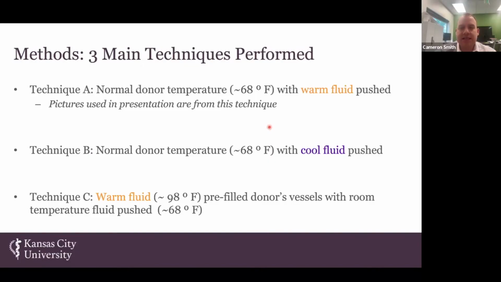And then technique C, for translational purposes, we pre-filled the arteries with warm fluid and pushed room temperature fluid through. This was to simulate how we would see it in the real world, to see if it would work.